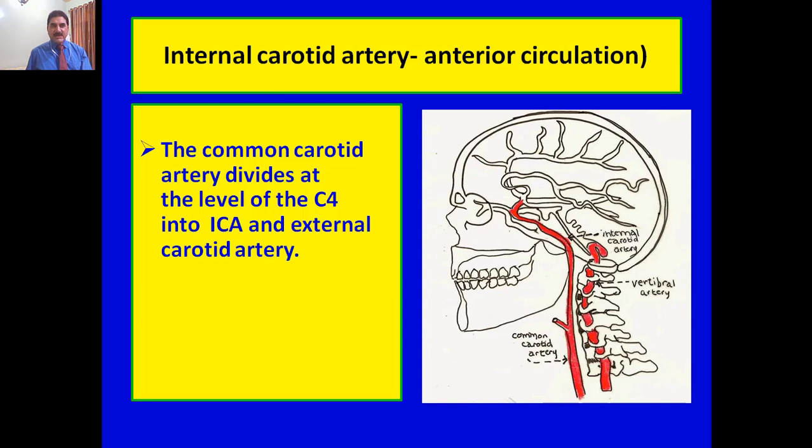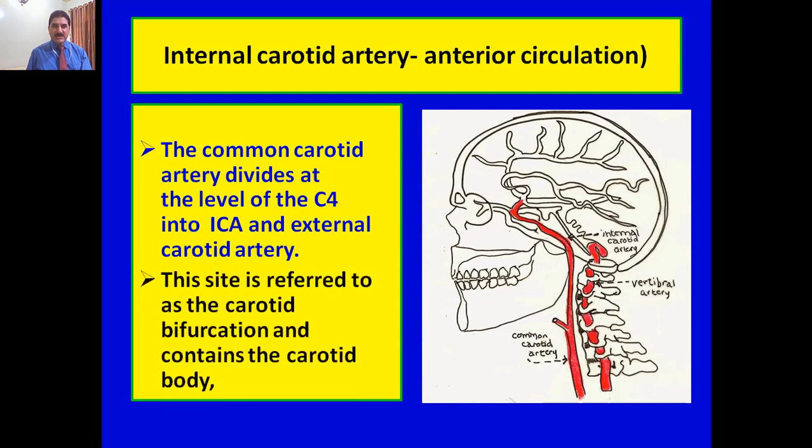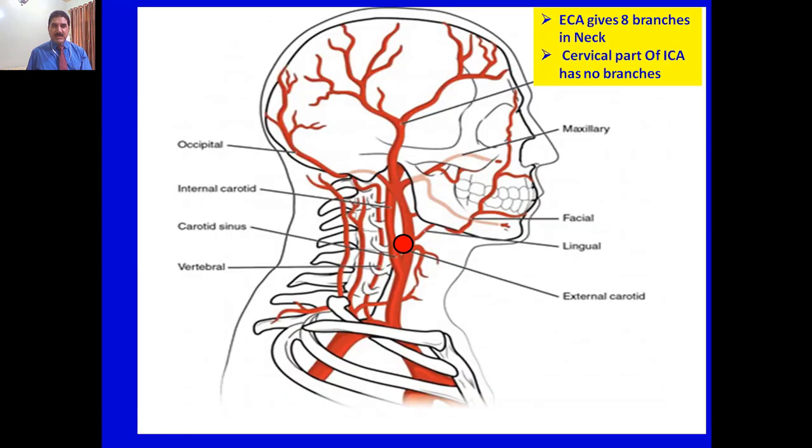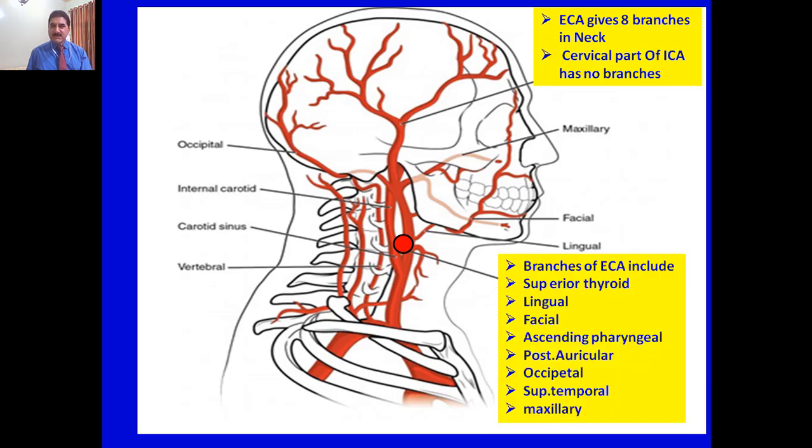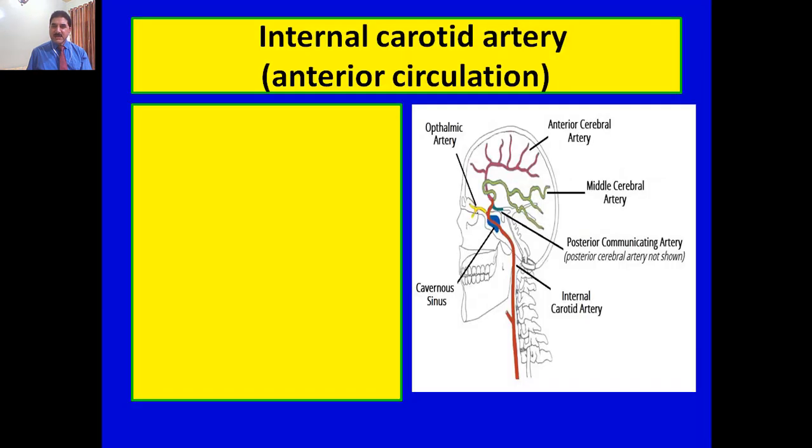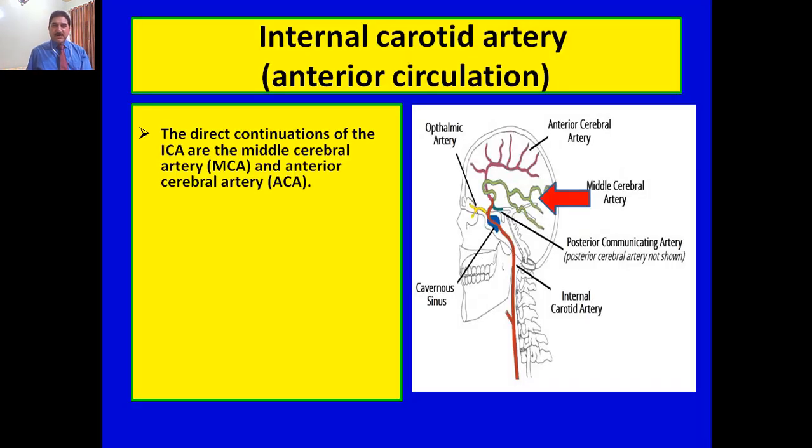The common carotid artery divides at the level of body of fourth cervical vertebra into internal and external carotid arteries. This site is referred to as carotid bifurcation and contains the carotid body. External carotid artery gives 8 branches in the neck, but the cervical part of internal carotid artery gives no branches in the neck. The branches given by the external carotid artery include superior thyroid, lingual, facial, ascending pharyngeal, posterior auricular, occipital, and maxillary.